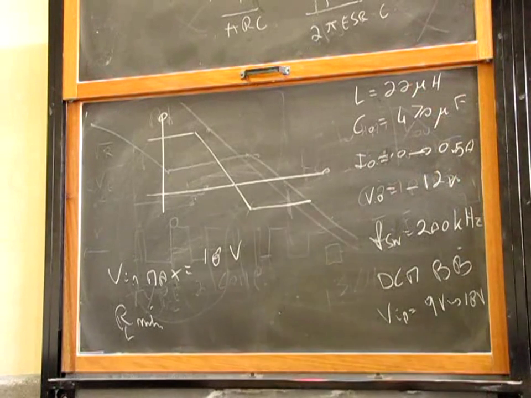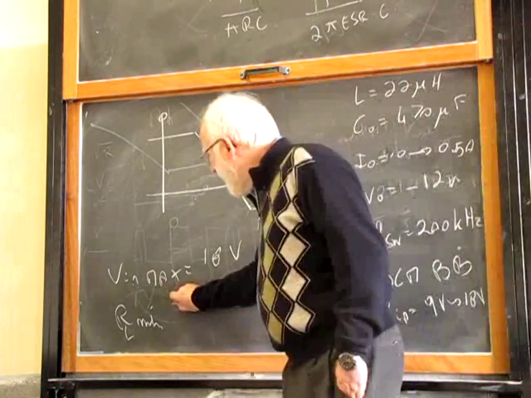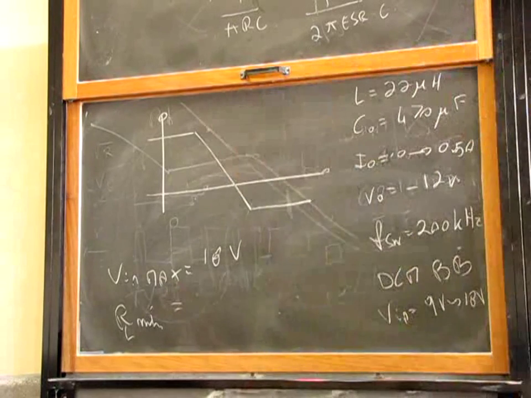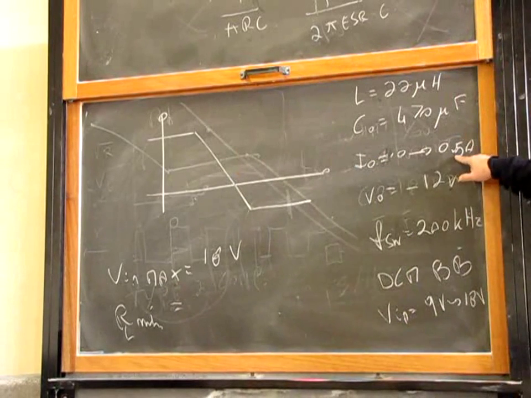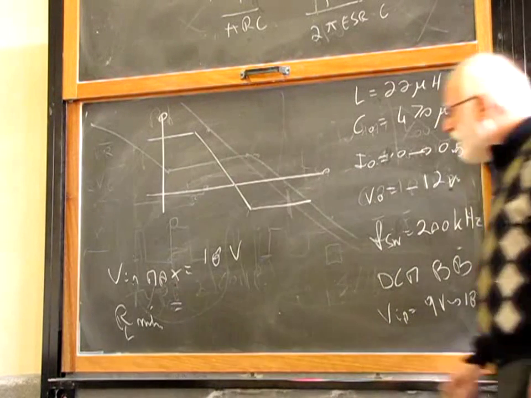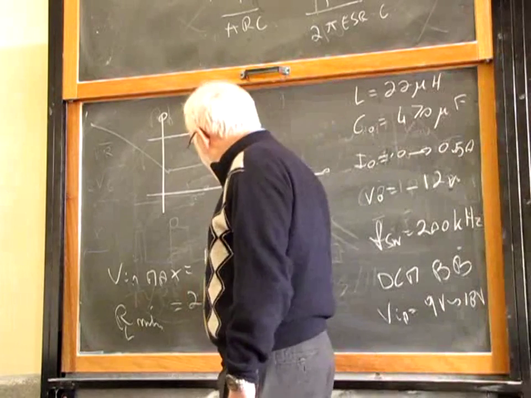always. RL min is 12 volts divided by 25 amps. This is 24 ohms.